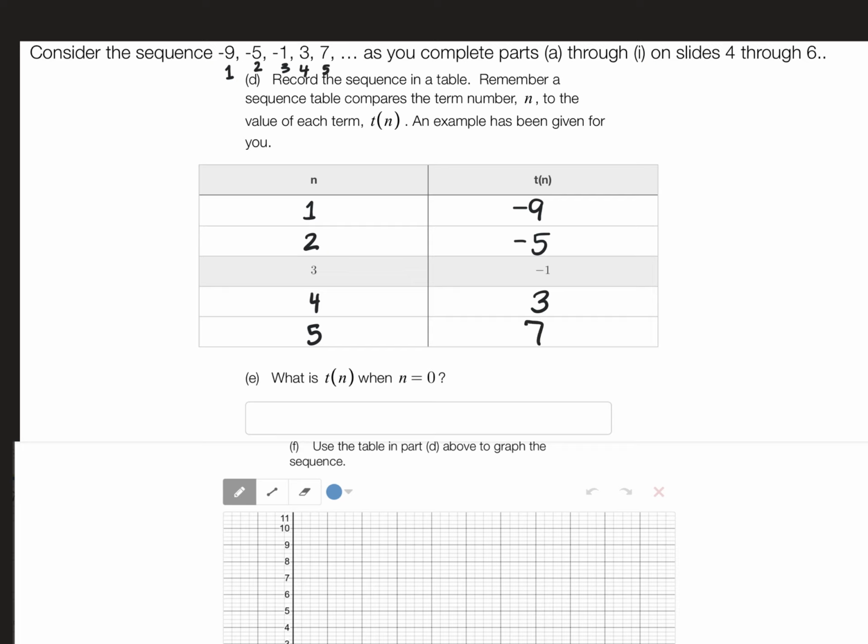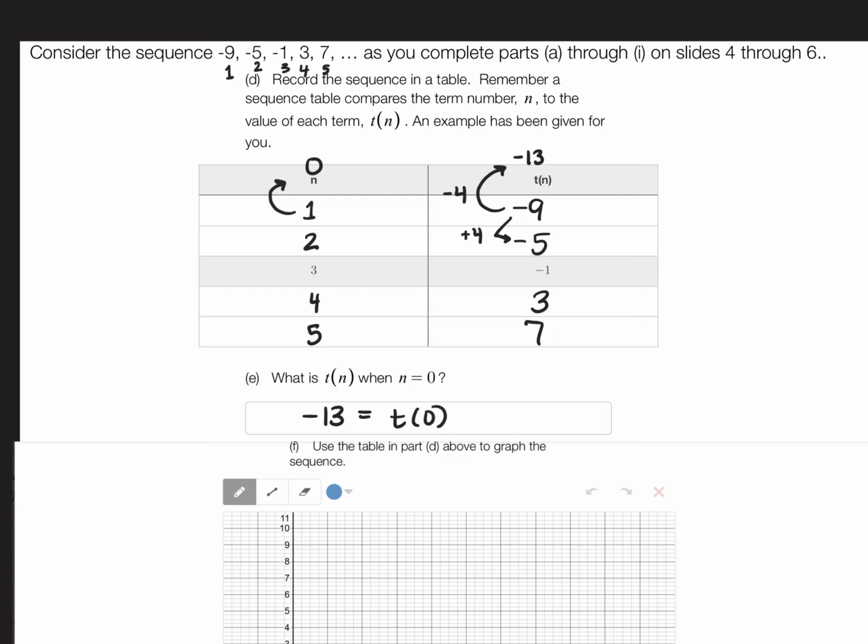So what is T of n when n equals 0? In other words, what is term 0? So if we're looking at our table, we have to go backward 1 to get to term 0. Normally we would add 4 to get from one term to the other if we're moving forward, but to move backwards, we're going to have to subtract 4. So now we'll get -13. So -13 would be T of 0.